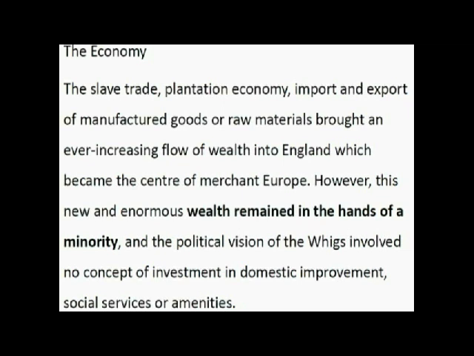Even if Great Britain became richer and richer because of the colonies, of the money gained from the colonies, the rich ones were not many. So most of the wealth, most of the money that was gained from the colonies remained in the hands of a minority. Most people remained in a poor condition.